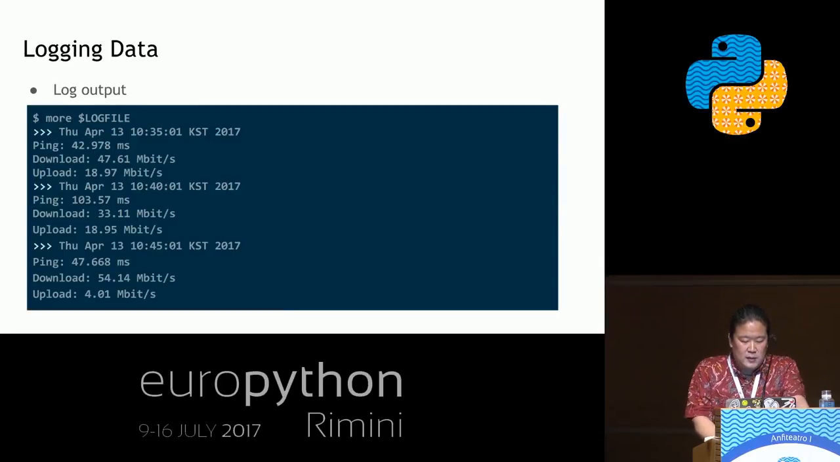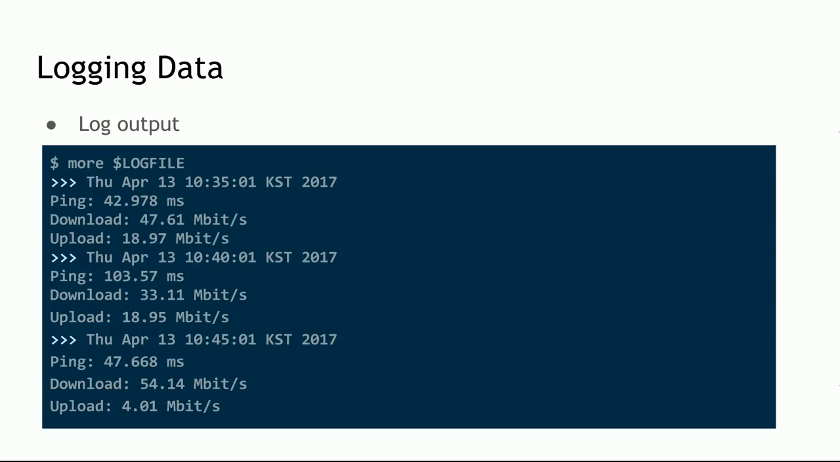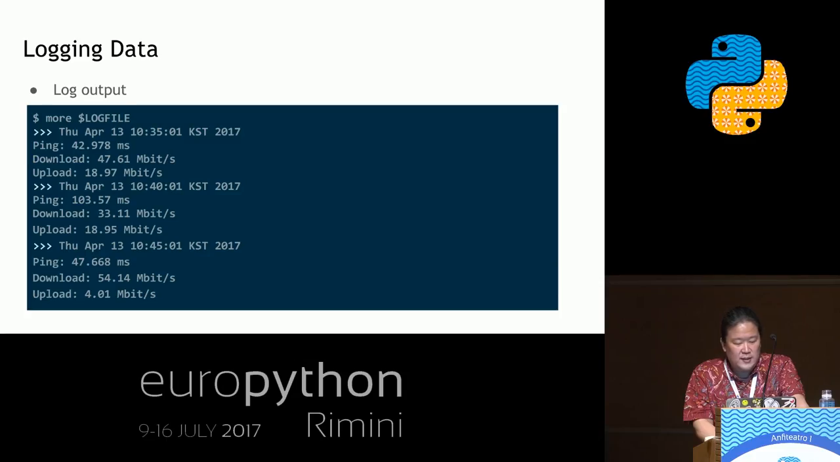This is what the log output looks like. Each test is separated from the next test by a delimiter, three right angle symbols in series. Some of you may have noticed that the tests didn't start at the exact time. I found there are many cases where the test started one or a few seconds late, but it does not make a huge difference and it can be easily corrected later, as you'll see.